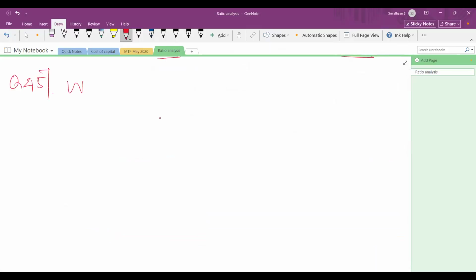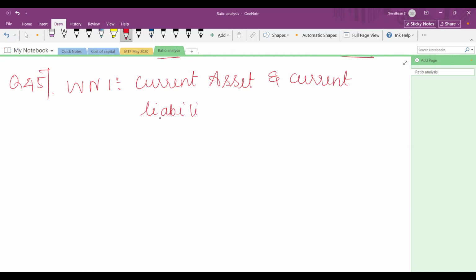So your starting point should be the same as the previous question. Working note number 1, current asset and current liability. You just calculate the current asset and current liability quickly and tell me the numbers. I'll give you 2 minutes time. Calculate it quickly.